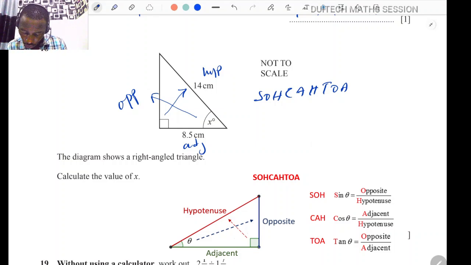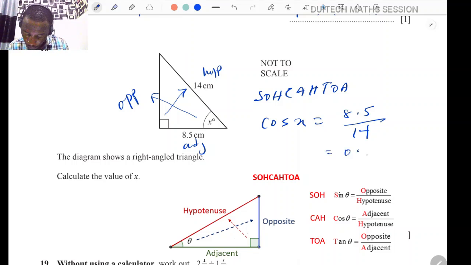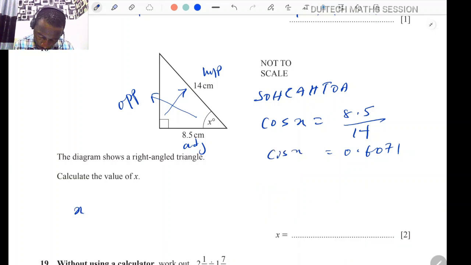So which of them satisfies this condition of adjacent and hypotenuse? We see it is cos. So we have cos x is equal to what? Adjacent, which is 8.5 over 14, right? So that will give us 8.5 divided by 14. We have 0.6071. So I want to take the cos inverse. So our x here becomes cos inverse of what?